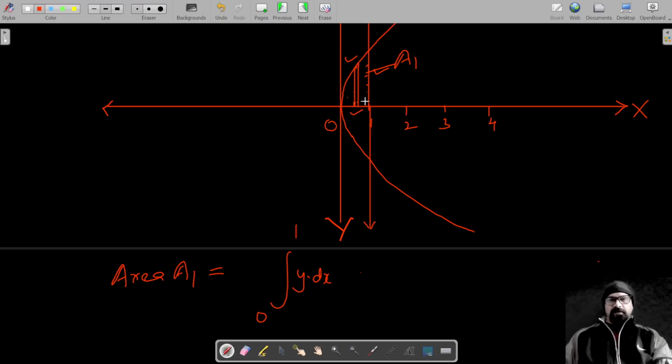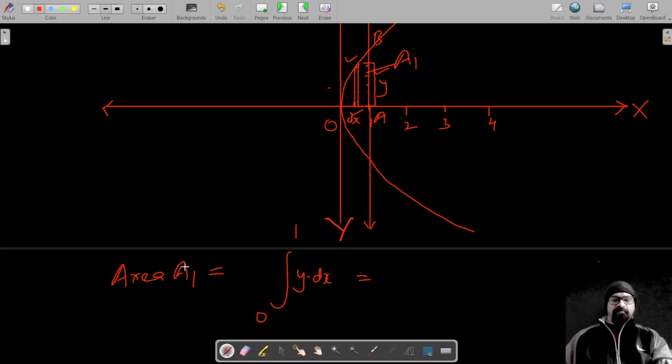Now its width is dx and its length is y. So that's why we have written y into dx. So the area of the region, I'm going to name it as OABO.